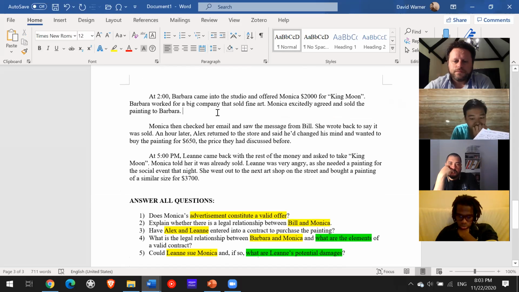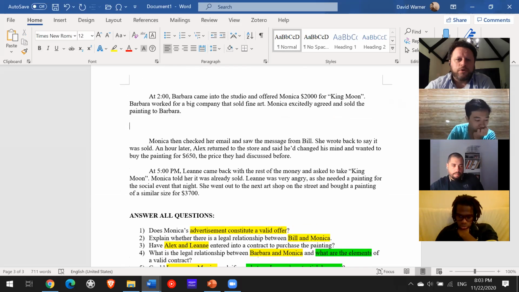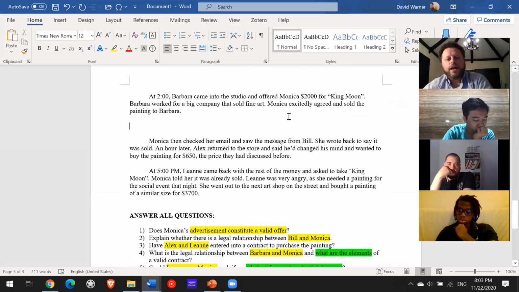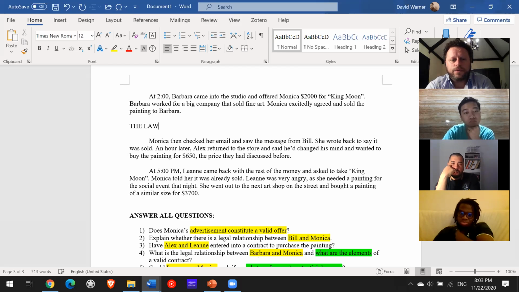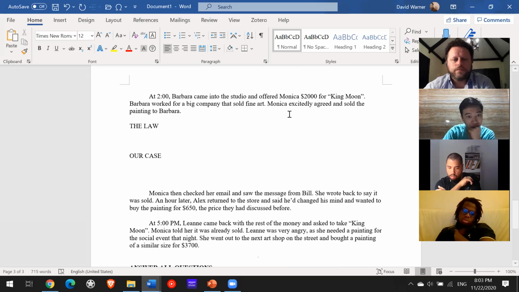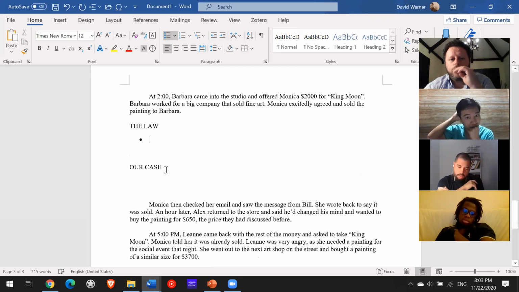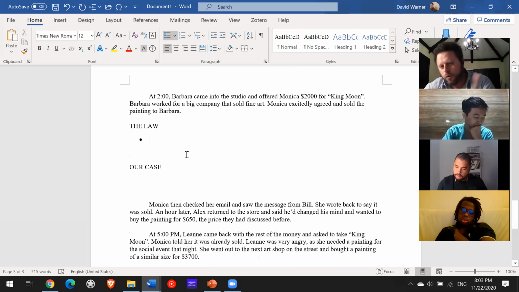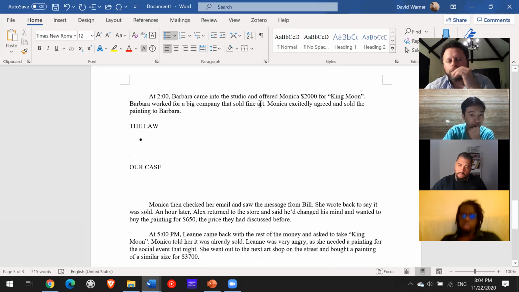Next paragraph. So now Barbara came into the office, offered $2,000 for the painting, and she worked for a big company that sold fine art. Monica agreed and sold the painting to Barbara. So what are we talking about here? What kind of law are we talking about? I mean, of course, we're talking about contracts. Is this about offer or acceptance? How do you say?